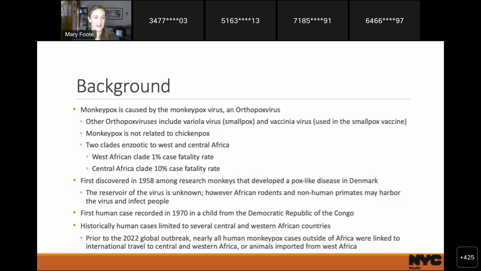All right, and then monkeypox as a virus was first discovered in 1958 among research monkeys that developed a pox-like disease in Denmark. So that is where the name came from. However, the actual natural reservoir of the virus is unknown. However, we do believe that African rodents and non-human primates may harbor the virus and infect people as well.